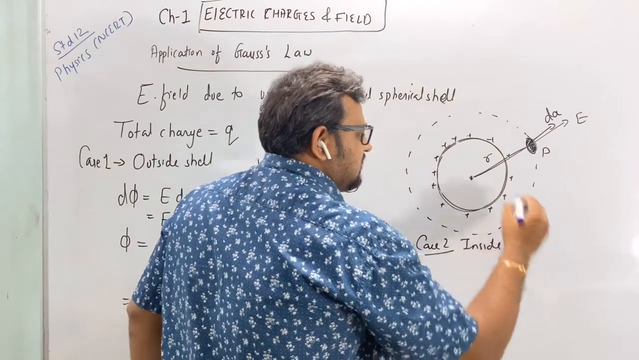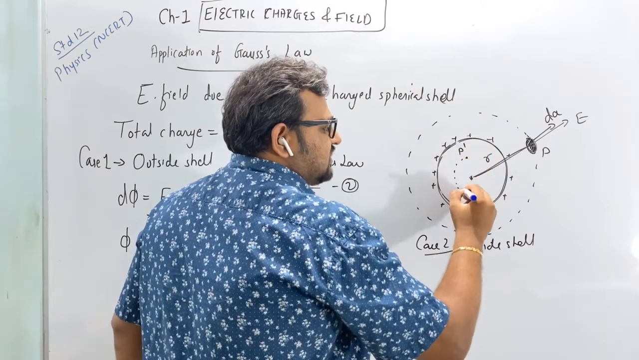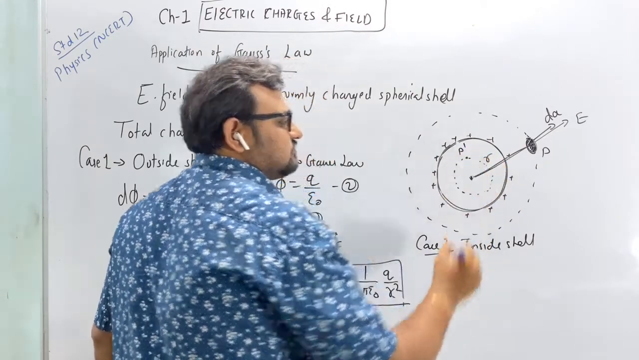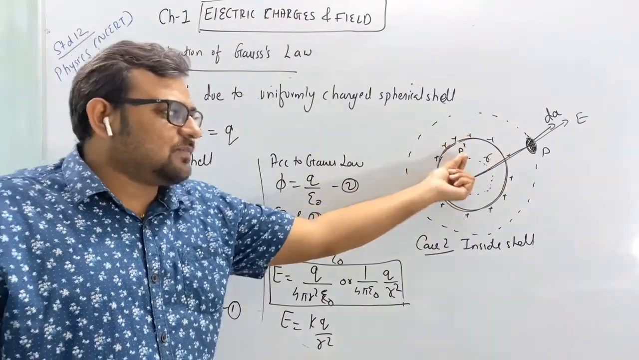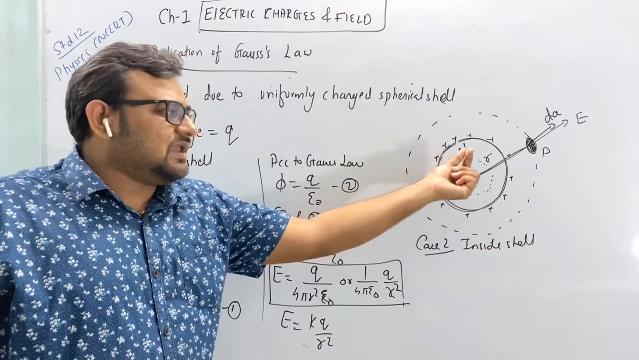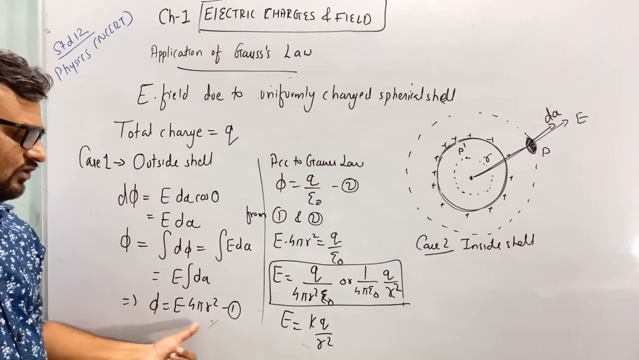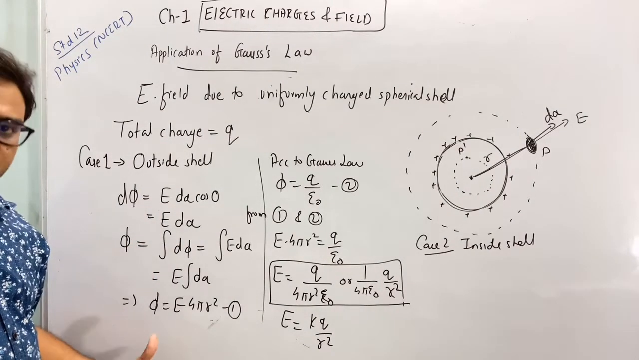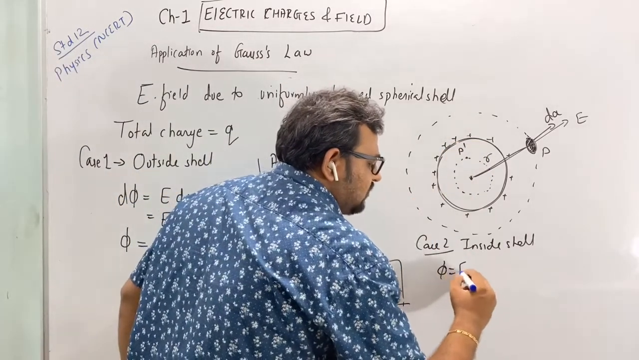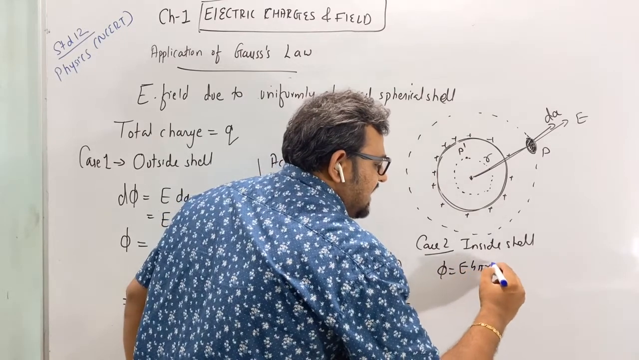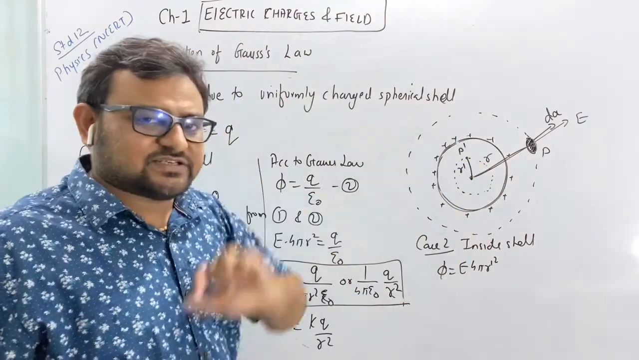Now case 2, inside the shell. Let's select the point P dash here. I need to select a Gaussian surface and a small area dA. The electric field at this point will be E. We'll use the same method, and finally the flux will be equal to E into 4 pi r dash square. This is r dash. So only the radius has been changed.